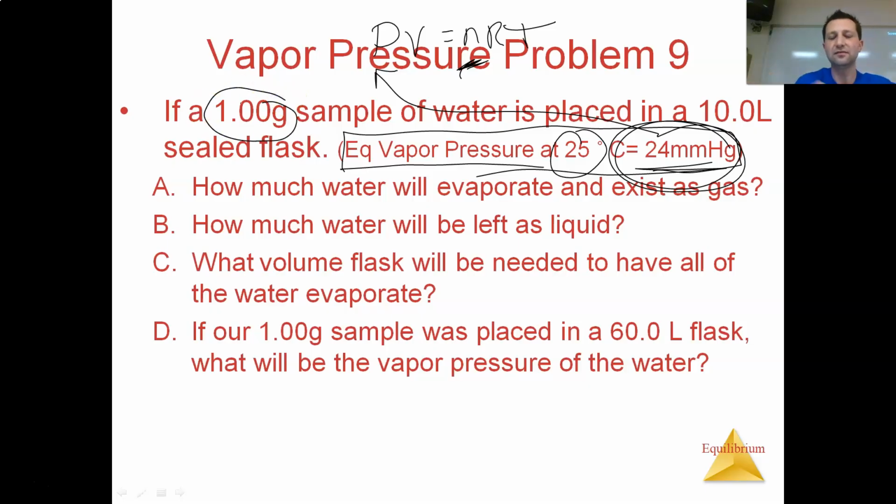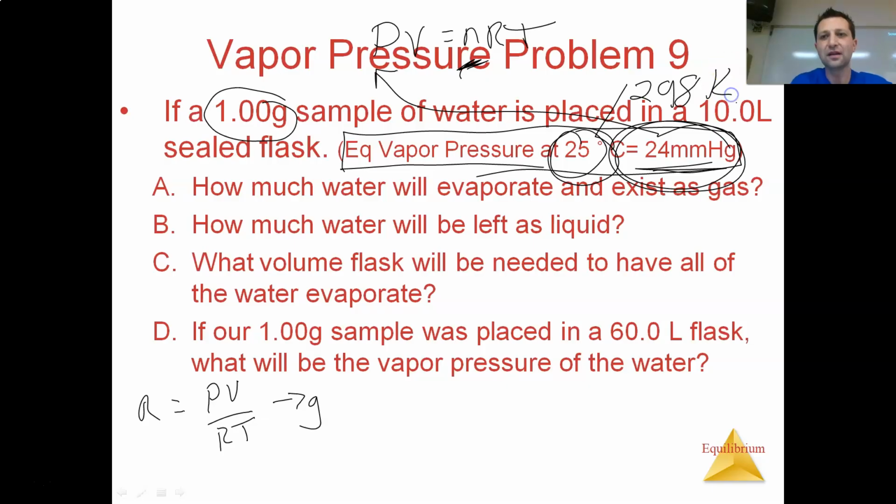This is easy. We've done a couple like this now. So take a minute and knock that out. So solve for n. n equals PV over RT, and then convert that into grams of water and see what we get. Okay, so if you solve for moles, now again, you have 25 Celsius, so that's 298 Kelvin. You have your volume right here, partial pressure and your R value. You should end up with number of moles is 0.013.